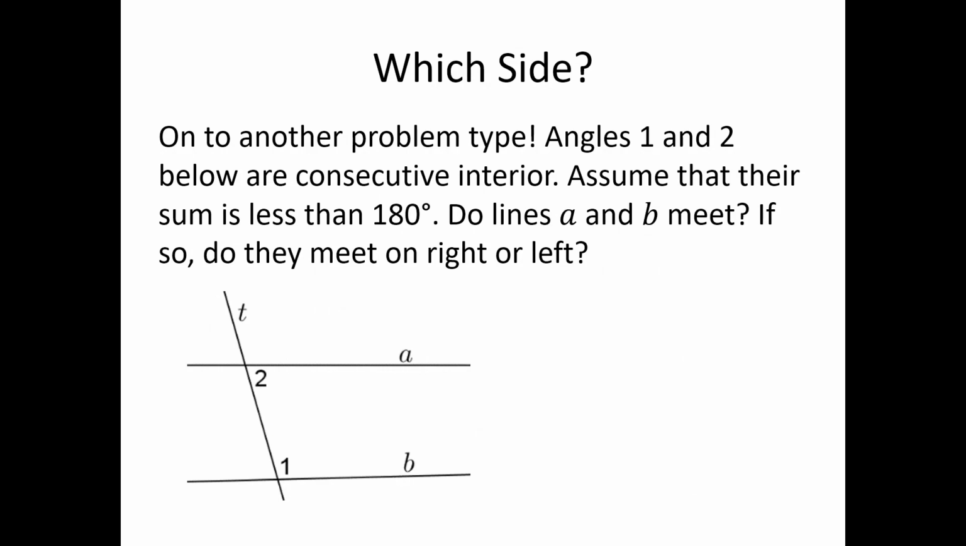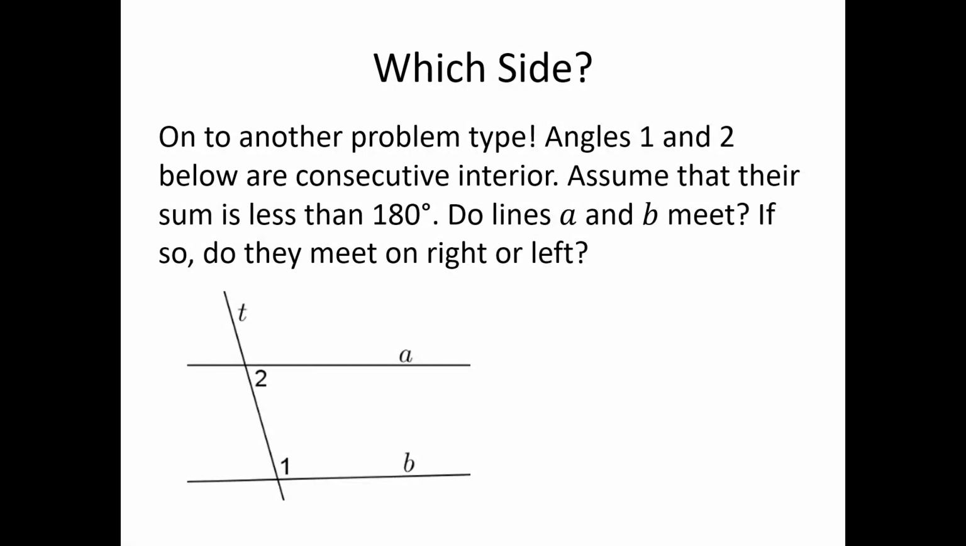Okay, if lines A and B were parallel, it would follow that angles 1 and 2 are supplementary. That's the consecutive interior angles consequence. But they're not supplementary, so A and B must meet. You might note that that's the contrapositive that I just took.